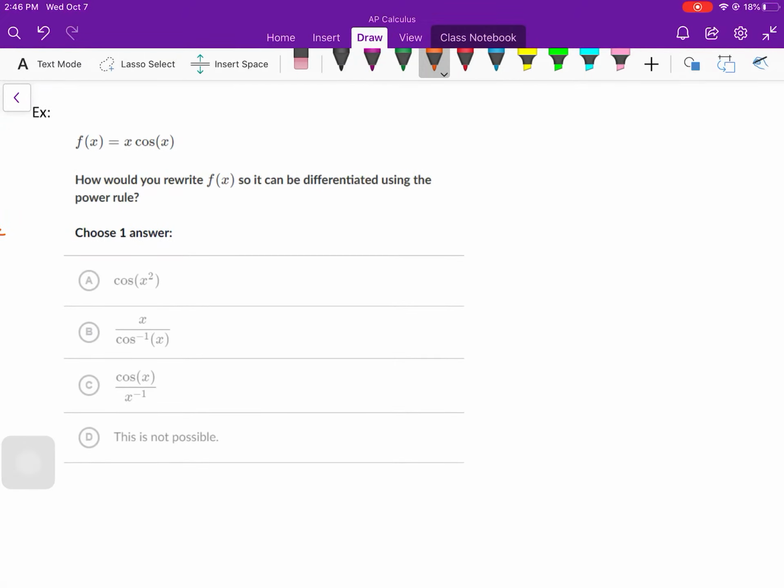And then, I know I said I wasn't going to go into the problem, but this one, how can you rewrite it for the power rule? Currently it's a product rule. There's no way we can rewrite this. We can't somehow put one of these, I mean, there's a cosine. How are we going to use the power rule? So this is not possible.